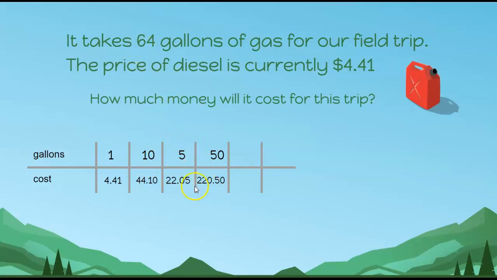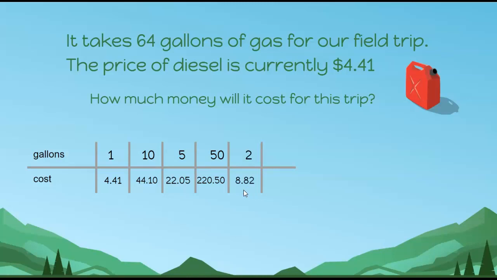So I moved all my digits up one place value, and it was $220.50 for 50 gallons of gas. So remember, I'm going to add these together to get up to 60. I need to get to that 4. So I go back to my 1 and I just double it. $4.41 doubled is $8.82.